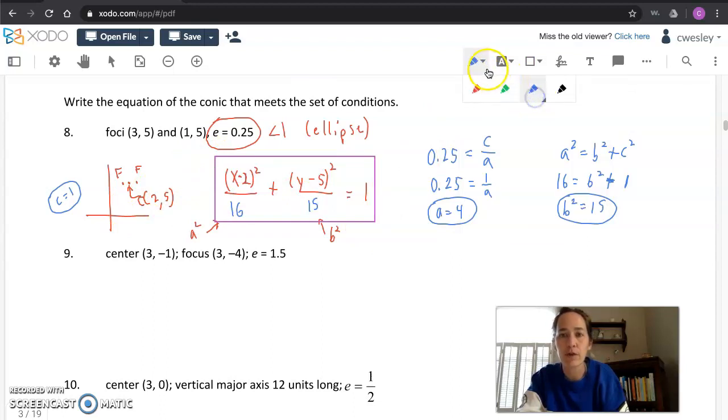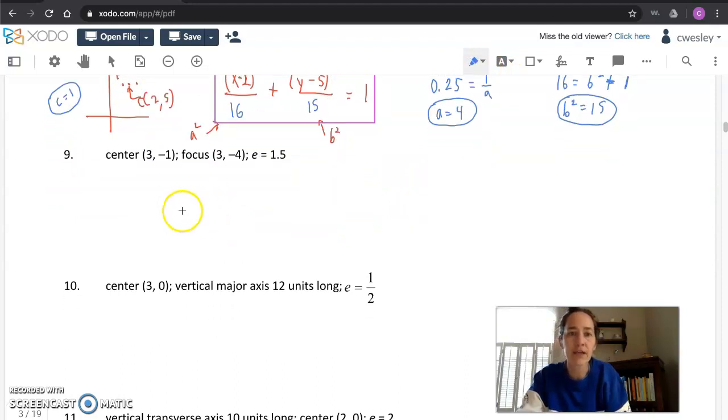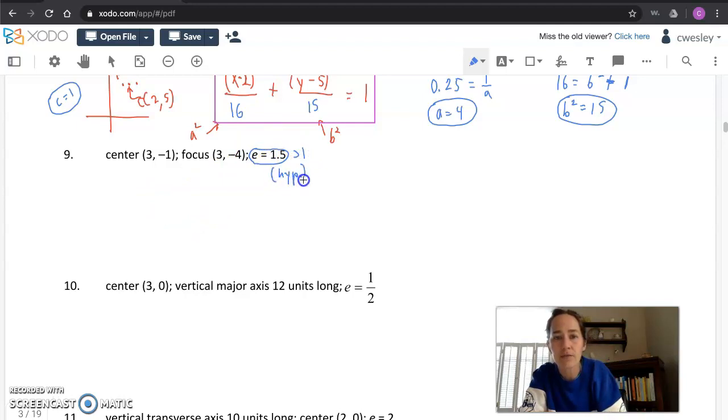All right, let's move right along. Number 9, center at (3, -1), focus at (3, -4). Eccentricity is a value greater than 1. I'm expecting a hyperbola. Getting used to that, c being greater than a for hyperbolas.